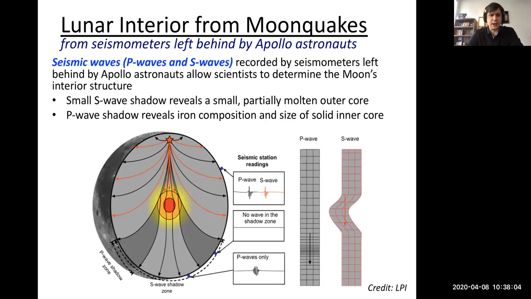Out of all the bodies, we know the moon's interior the second best. Why? Because the astronauts brought seismometers with them up to the moon, so that when they went to the moon, they plunked seismometers on the surface. So there are several seismic stations stationed around the moon, and the moon does have moonquakes.